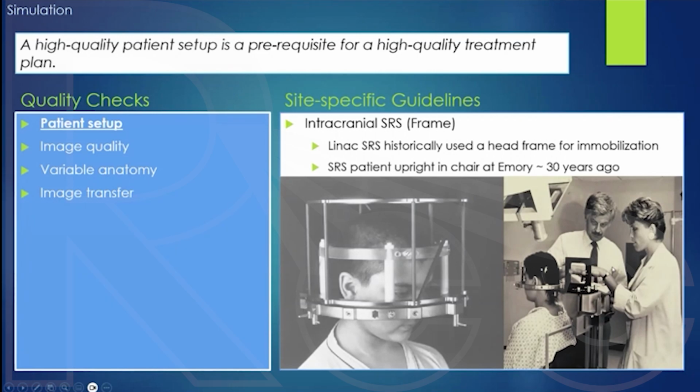Now, the figure at the bottom right shows how this was done about 30 years ago at Emory, where I work, in which case the patient was immobilized with a head frame and then positioned upright in a chair. And then that chair was rotated about a vertical axis while the gantry remained stationary in order to administer an arc of radiotherapy for SRS. The gantry was then rotated, and then another arc was delivered.